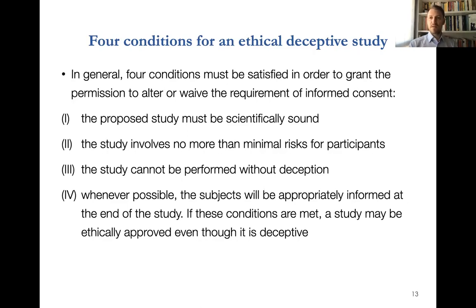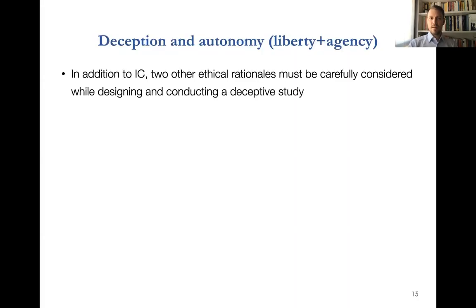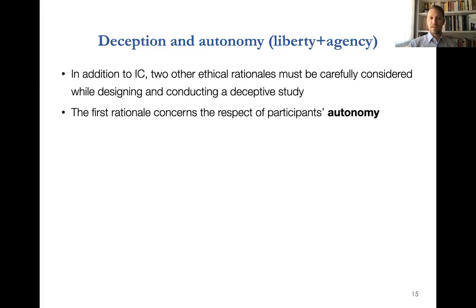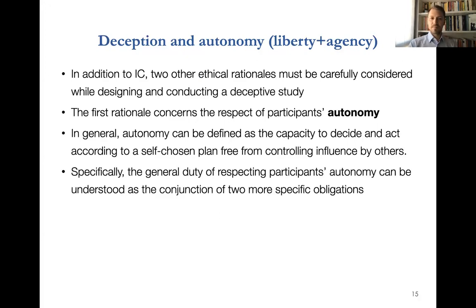So just focus on these 4 conditions, and we will return to the 4th one. Now let's look at 2 other ethical rationales that are crucial to understand how to plan in advance some mitigation strategies for deceptive studies. So in addition to informed consent, there are these 2 other rationales, one referring to autonomy and the other one referring to trust. So in general, autonomy can be defined as the capacity to decide and act according to a self-chosen plan, free from controlling influence by others.